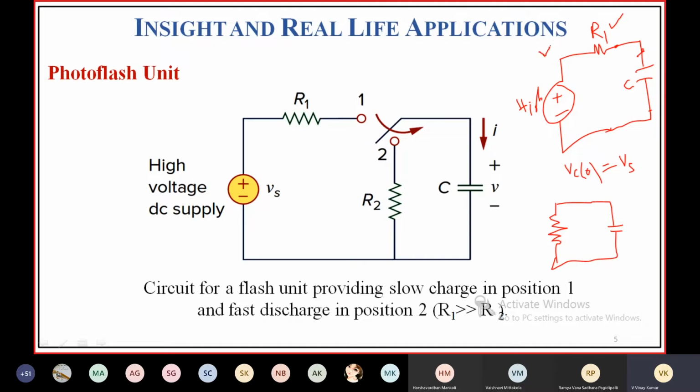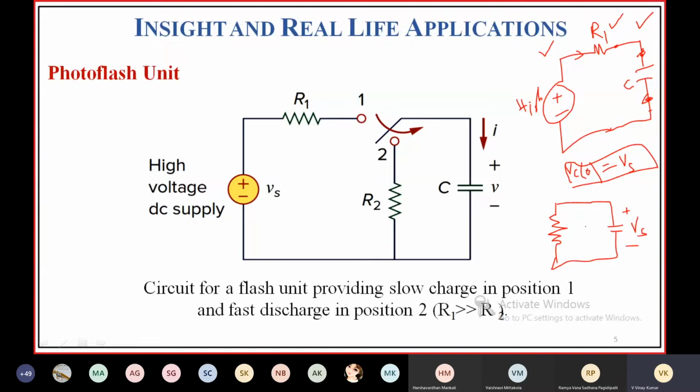Initially, we have an RC circuit with source. The switch is in position 1, and this will be the circuit. Let this capacitor get charged with the applied voltage. Then VC of 0 is equal to Vs. The voltage across this capacitor is now Vs.